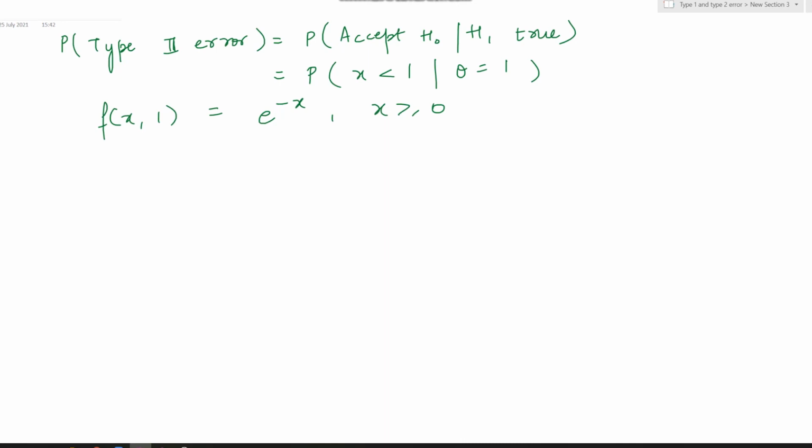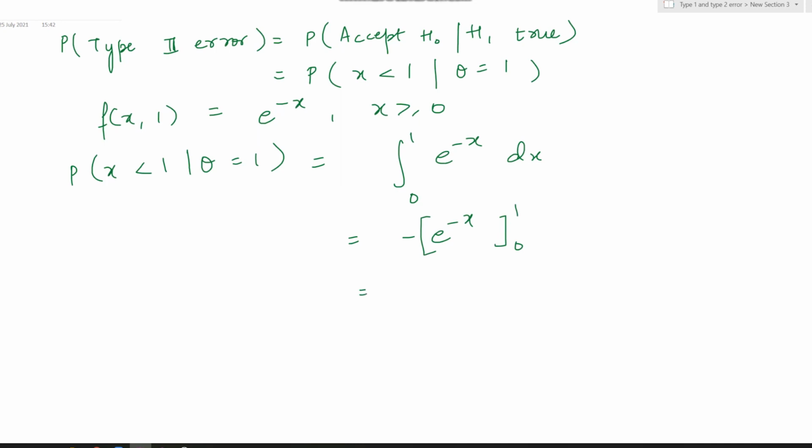Now we have to calculate the probability of type 2 error. So we have the probability of x less than 1 given theta equals 1, which is equal to the integral from 0 to 1 of e to the power minus x dx. So this is equal to minus e to the power minus x, with the range 0 to 1. So we have minus of e to the power minus 1 minus 1, so this is equal to 1 minus 1 upon e. So this is our probability of type 2 error.